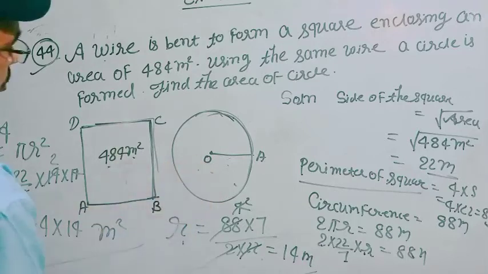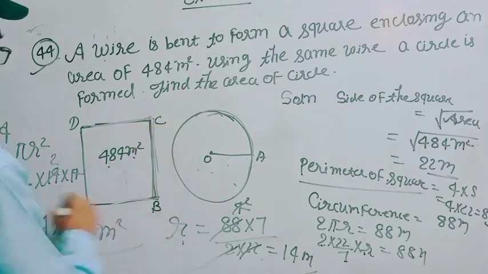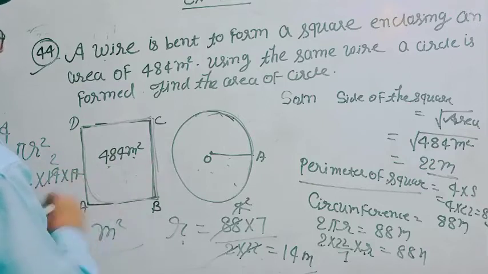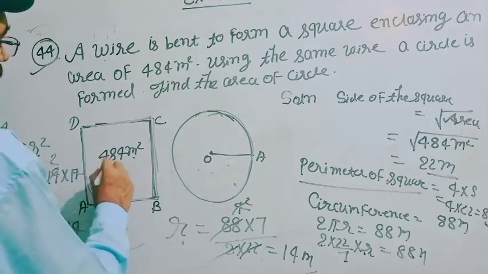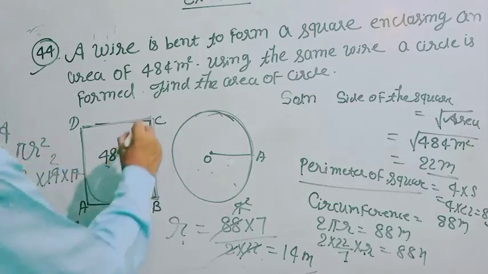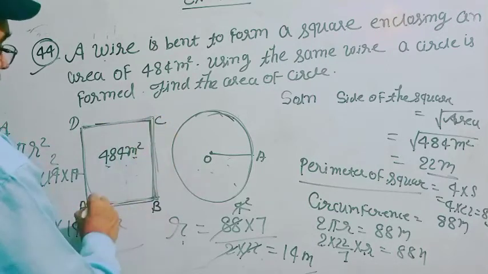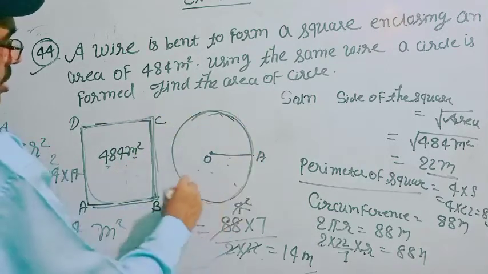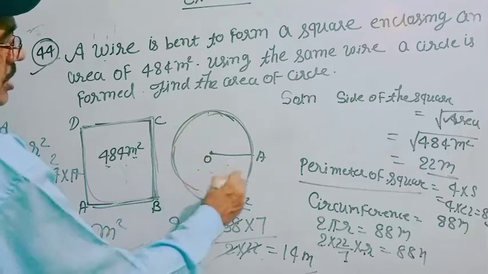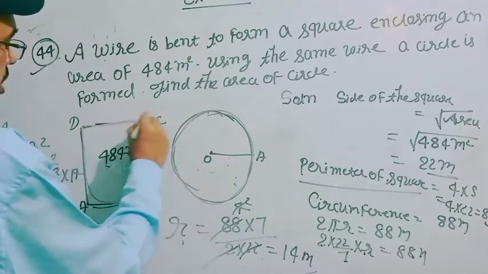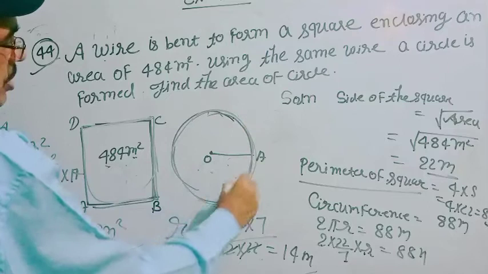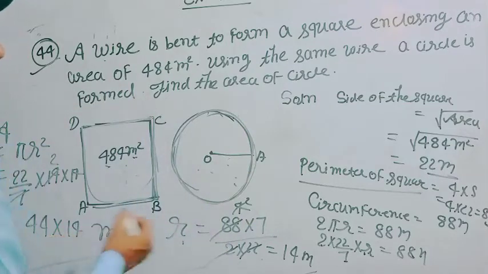It is bent from the wire, the same wire, into a square whose area will be 484 square meters. Dear student, when a wire is bent in the form of a square and then bent into the form of a circle, the perimeter of the square is always equal to the perimeter of the circle. So first we find the perimeter of the square.